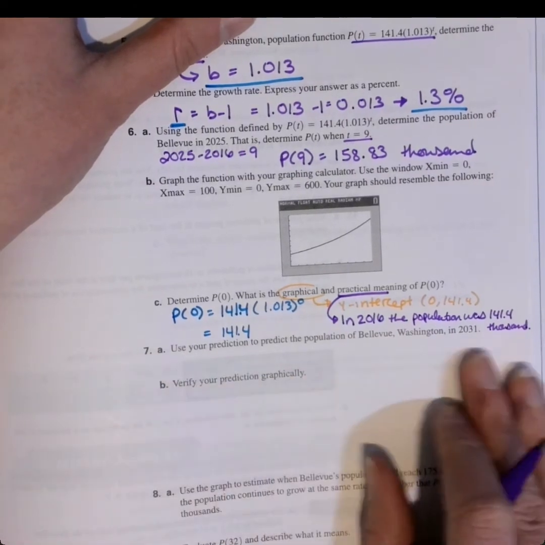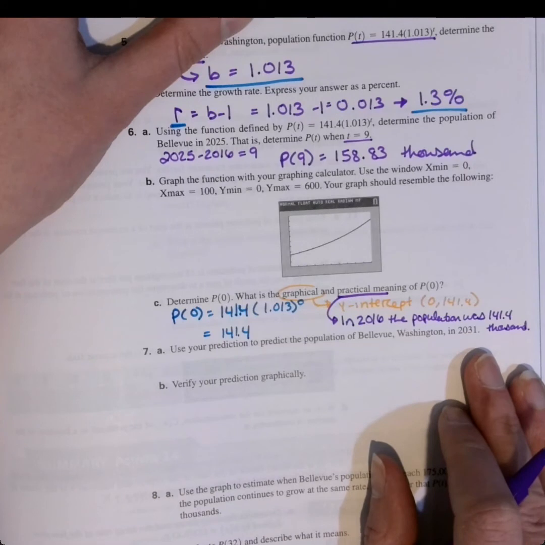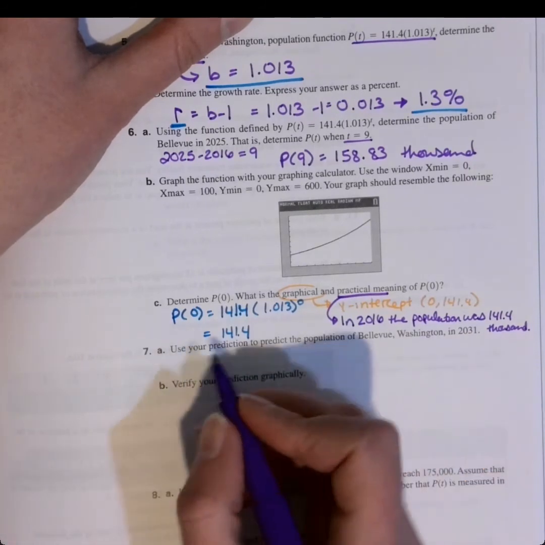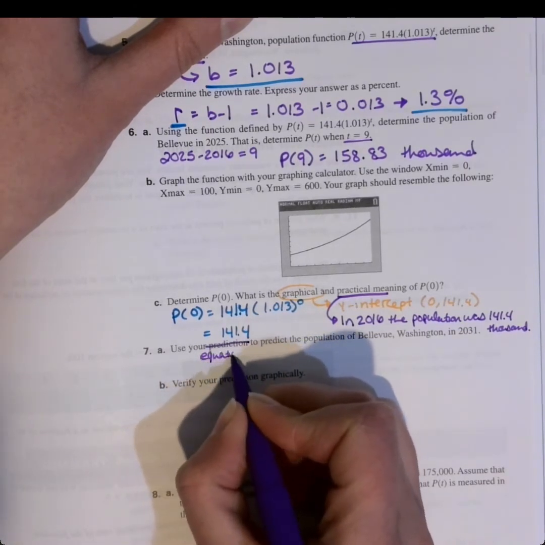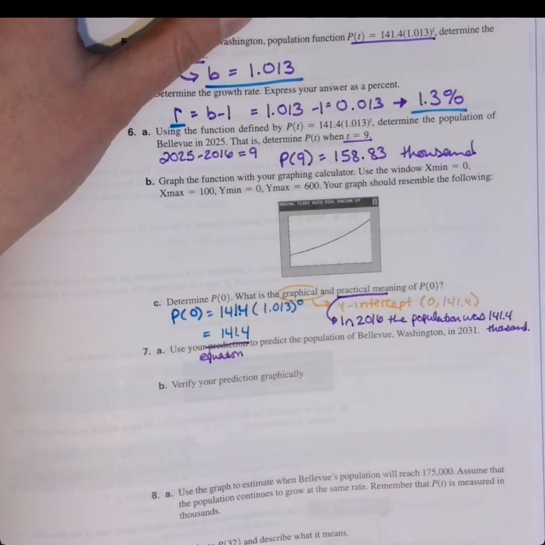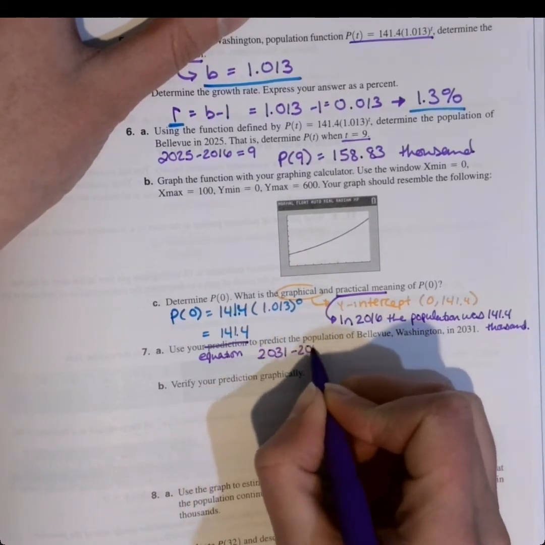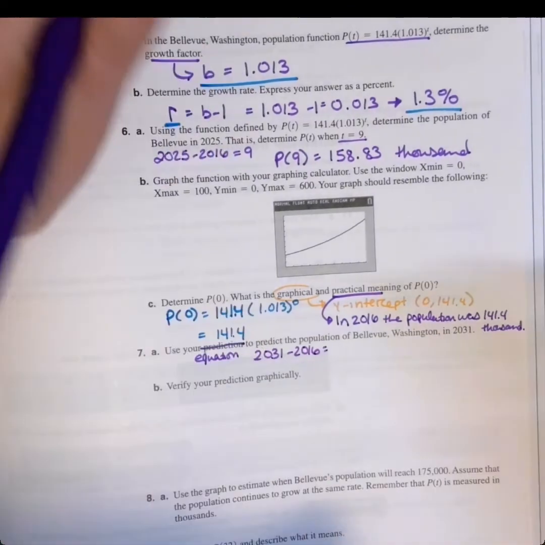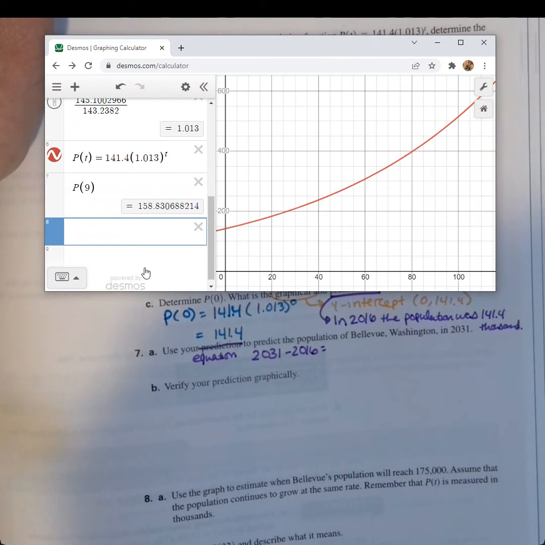Use our prediction to predict the population in 2031. That's got to mean an equation or model or something to predict the population in 2031. Okay, so 2031 is how many years after 2016? We'll find that out first.